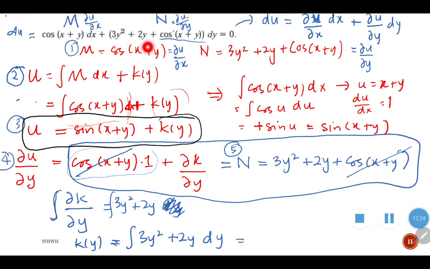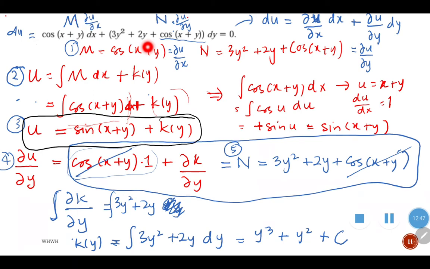You will get, okay, 3Y square with respect to Y. Takkan tak tahu kot. You will get Y cube plus 2Y square over 2, so you will get Y square. And kat sini kalau nak tambah C pun, you dah boleh tambah dengan C. Clear everyone? Okay, so now we already have our KY.